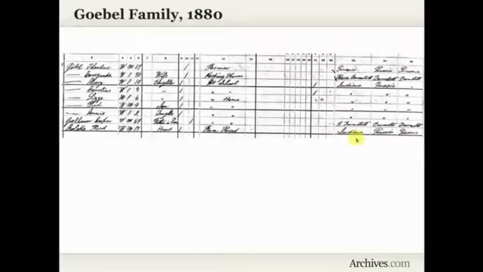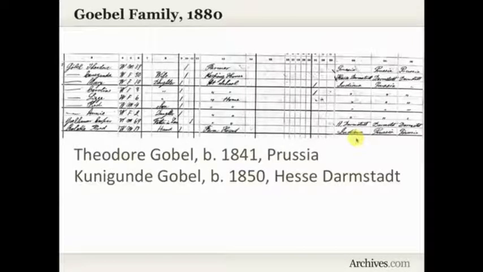So if we look at this Theodore Goble family that we have here in 1900 and compare that to the census in 1880, we have Theodore and his wife, but instead of being reported as being born in Germany, Theodore has his birthplace listed as Prussia. His wife's birthplace is listed as Hesse-Darmstadt. So now we've gone from Germany as a great big country, now we have some specific regions where we can start looking.